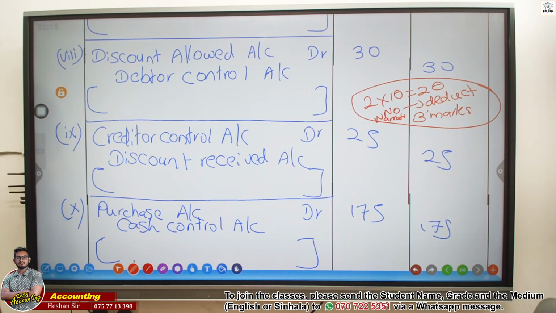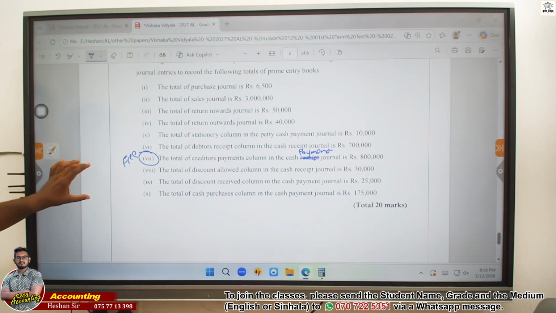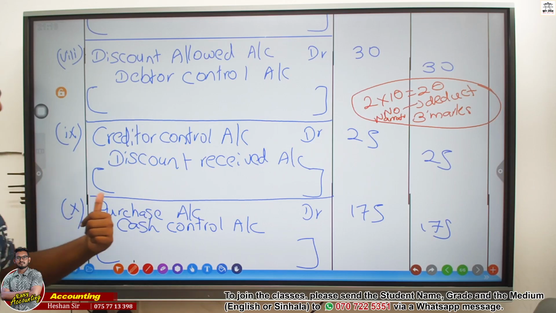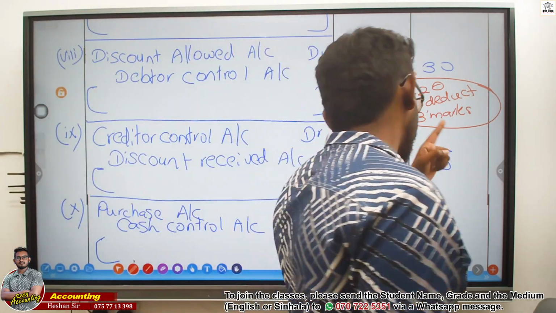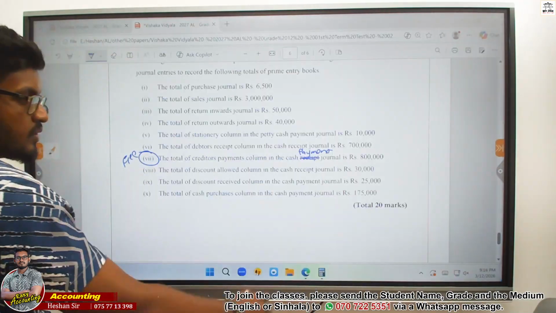So how do the marks come? Now, number 10 is what? The total of the purchase column in the cash payment journal is 175. So purchase account debit, cash control account credit. How do the marks come? 2 marks for each, 10 questions, which means 20 marks. You can see 20 marks.